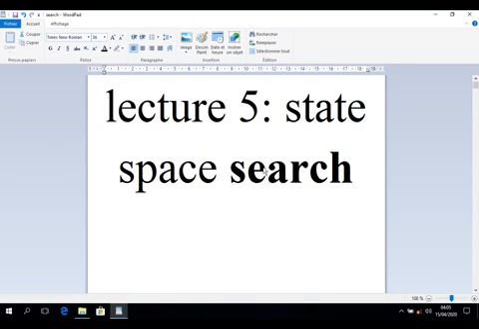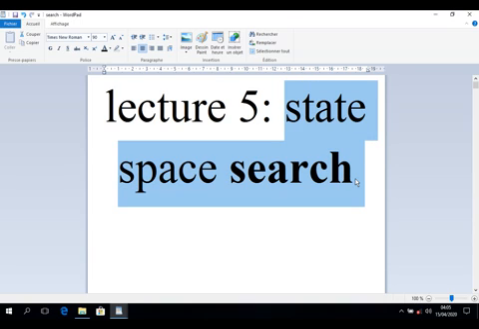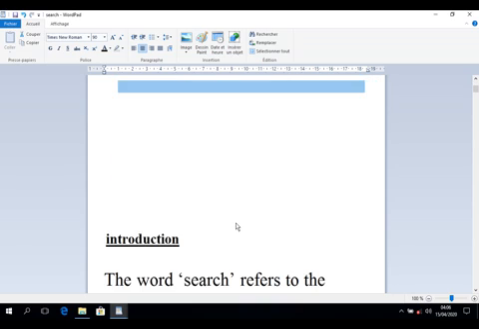Welcome back. In this lecture, I present to you the state space search. The objective here is for you to have a good mastering of the various concepts related to search and also the categories of the search control strategies. So, introduction. What is search?